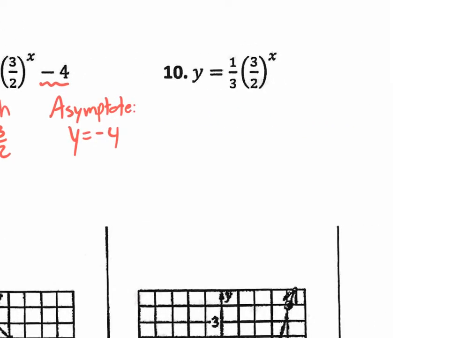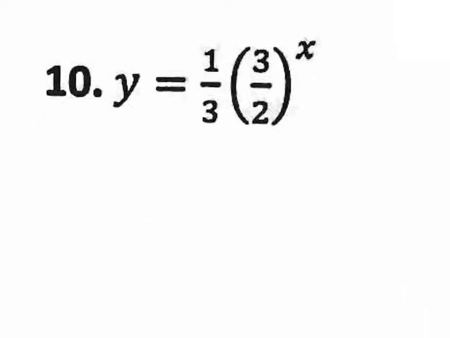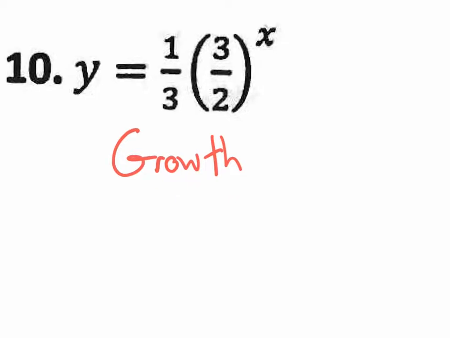How about number 10? Is that a growth or a decay? Growth. Still growth. It's the same exact base. It's 1.5. It's greater than 1, so it's definitely growth. What about 7? Well, 7's on a previous video, but number 10 is growth.